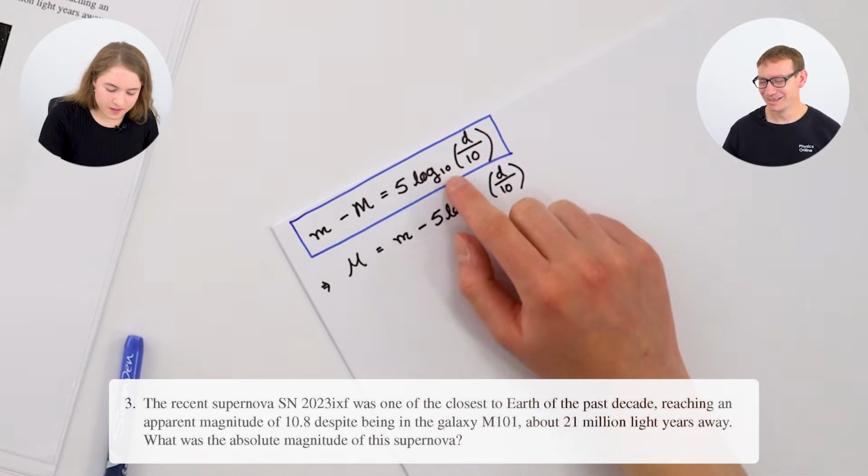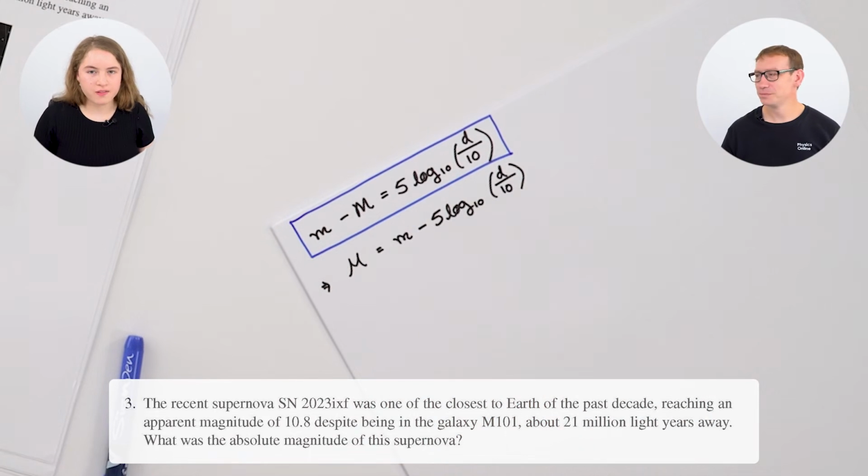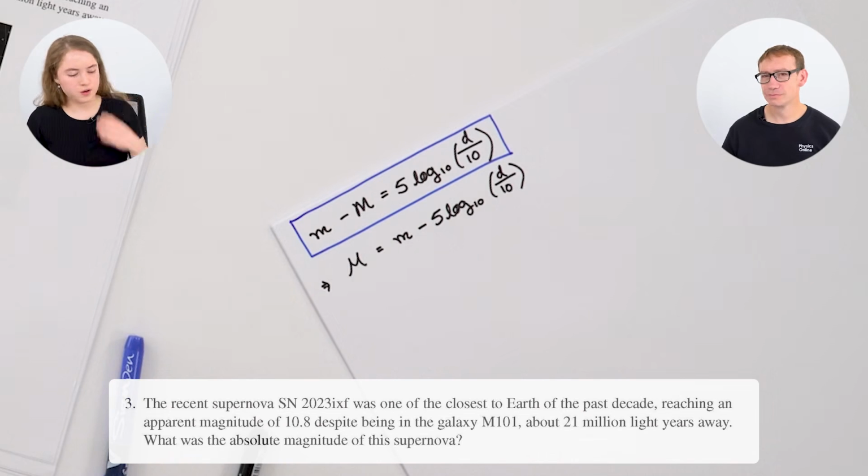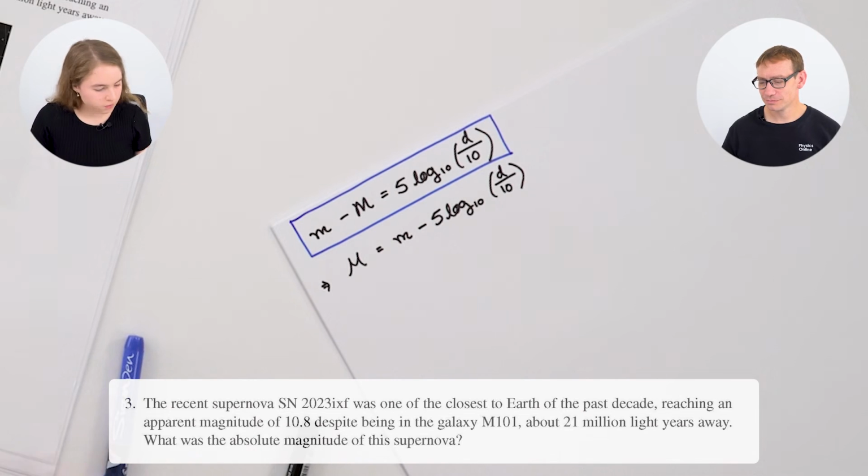You'll notice that I've added in this 10 here just to clarify that the log is base 10. I'd recommend just adding that for clarity, but you don't have to, because magnitude formulae will always be base 10 anyway.